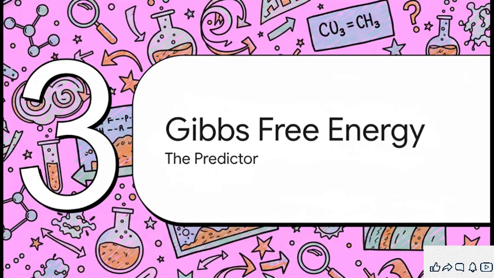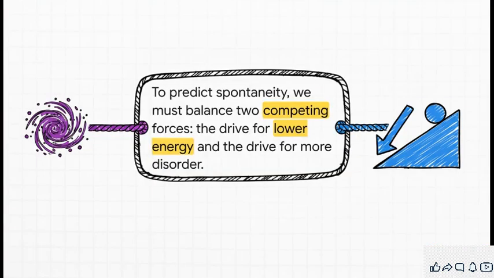Okay, so that's the big cosmic rule. The universe loves disorder. But how can a chemist in a lab use that? How can we predict if a reaction is actually going to happen or not? Well, for that, we need a more down-to-earth practical tool. So it turns out nature is basically in a constant tug of war. There are two major tendencies that are always battling it out.